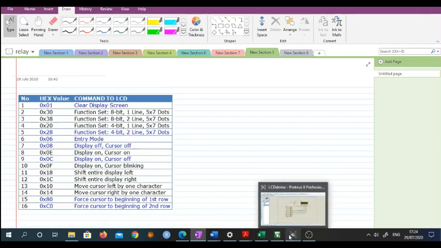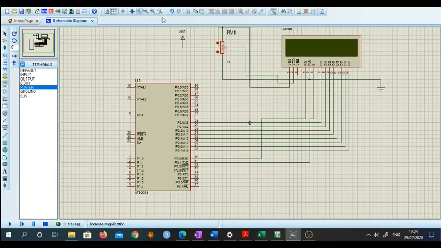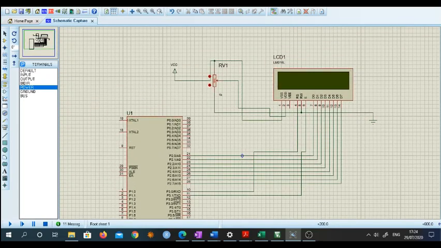So let us quickly go to Proteus and understand how this LCD is interfaced to the microcontroller. Here you can see very easily in Proteus I have drawn the diagram, and you can see port pins P2.0 to P2.7 are connected to the D0 to D7 data lines.